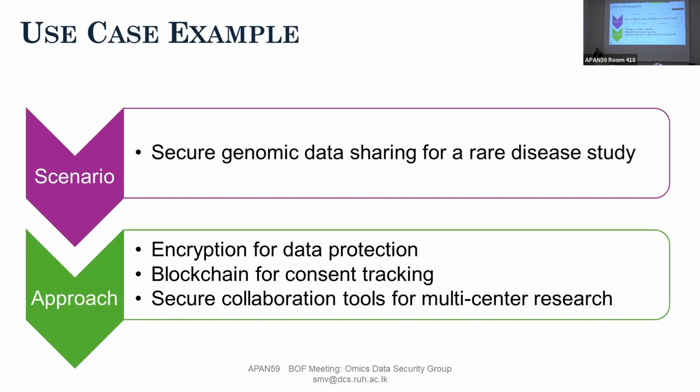And there are some use cases I can show you. One example, actually, this is a common general example: secure genomic data sharing for a rare disease study. In this sort of situation, they use some sort of encryption for data protection, and also they can use some sort of blockchain for consent tracking, and secure collaboration tools for multi-center research, because we share the data among different places. Because of that, we need some good tools for collaborating or sharing the data.